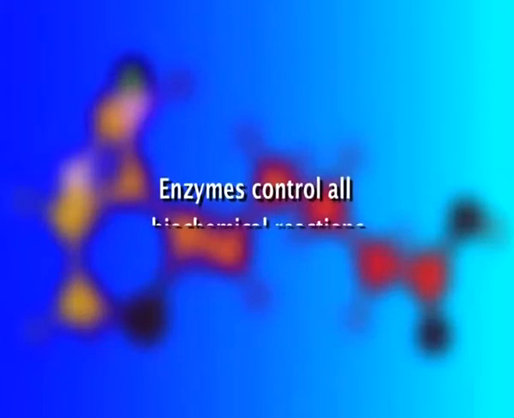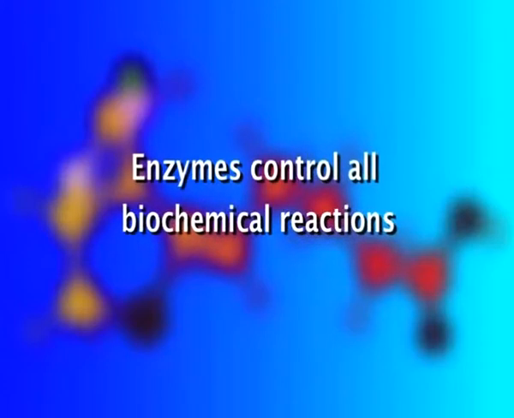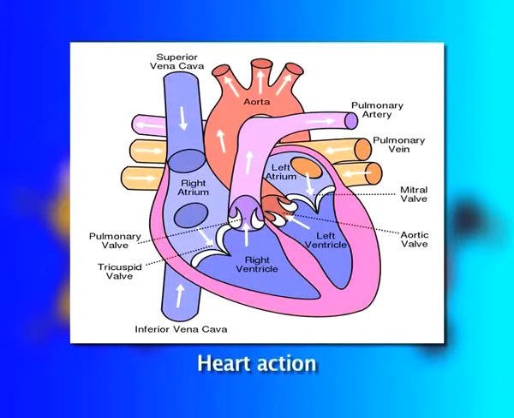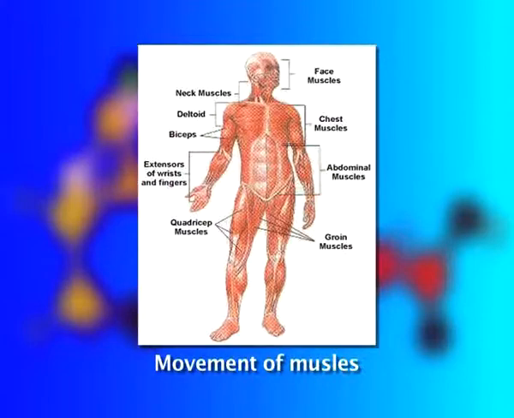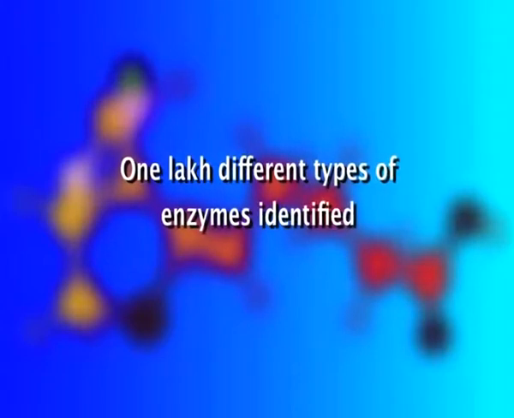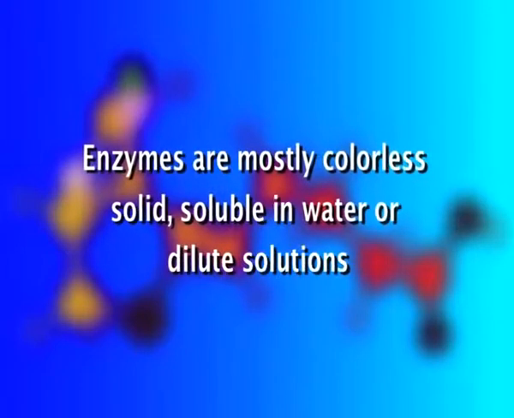Enzymes control all biochemical reactions in every living thing, from viruses to man. Breathing, digestion, heart action, formation of body tissues, movement of muscles, and many more processes depend on enzymes. So, without enzymes, life is not possible. More than 1 lakh different types of enzymes have been identified, most of which are colorless solids, soluble in water or dilute solutions. But some are blue, green, or greenish brown.